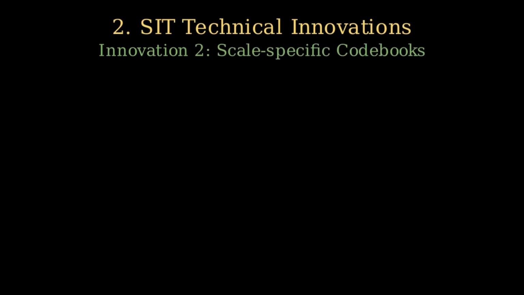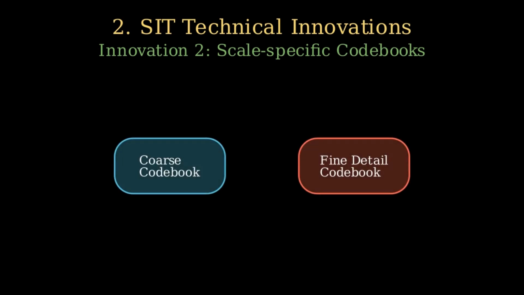The second innovation is scale-specific codebooks. Since the content distribution changes drastically across scales, from smooth colors in the coarse band to sharp edges in the fine band, SAT maintains entirely separate quantization codebooks for each scale. This prevents the model from getting confused between structural shapes and fine texture.